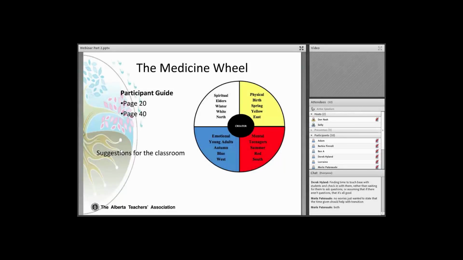Absolutely. The next slide here has a medicine wheel. So this comes from your participant guide on page 20. This is an ancient symbol used by the peoples of North and South America. There are many different ways that this basic concept is expressed. It can be the four grandfathers, the four winds, the four cardinal directions, and many other relationships that can be expressed in sets of four.